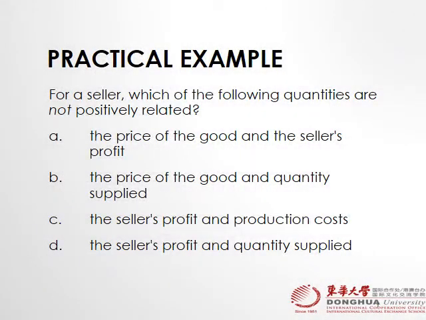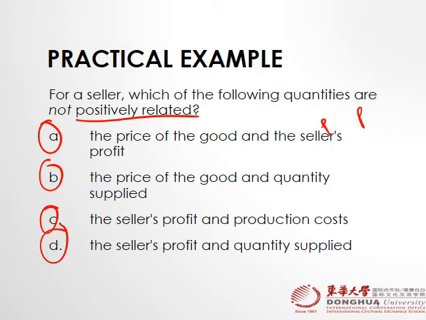So if you understand our discussion, then please do solve this practical example here. I want to test your concept. So pause the video and try to solve it. Okay, for a seller, which of the following quantities are not positively related? The price of the goods and the seller's profit. So let's see that. Price and profit.